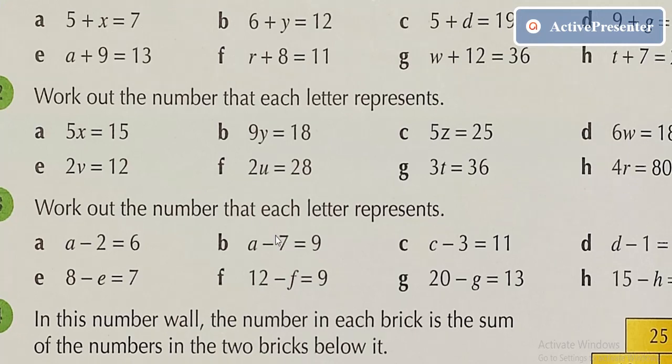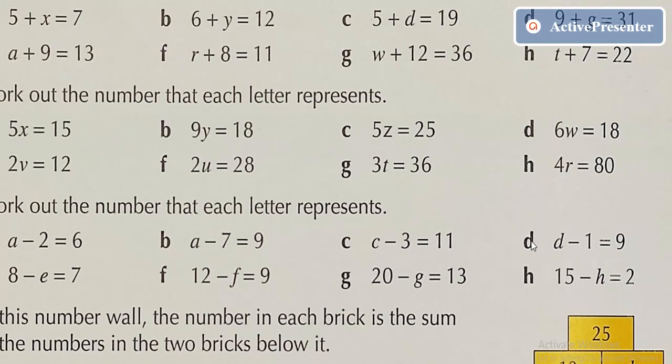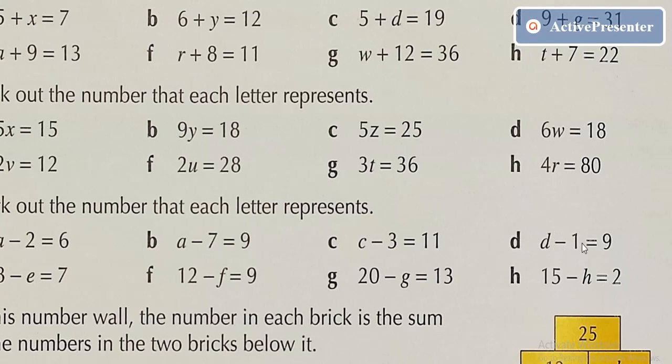Number 3, you have to work out the number that each letter represents. The same thing, here we have subtraction. We're going to inverse, do the opposite to undo this operation by adding, which means plus. So minus 7 here is going to be plus 7 for 9. Minus 2 here is going to be plus 6. So 6 plus 2 is 8. A is equal to 8. Here we have a is equal to 16. C is equal to 14. D is equal to 10, because we have a negative sign. We reverse it, and it's going to be addition.